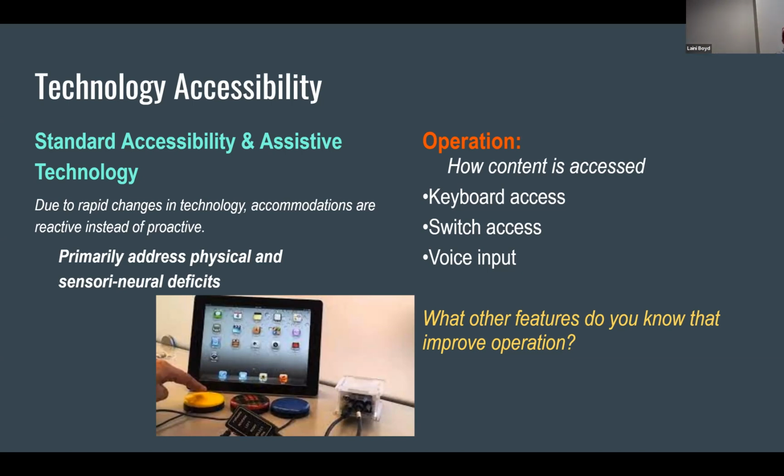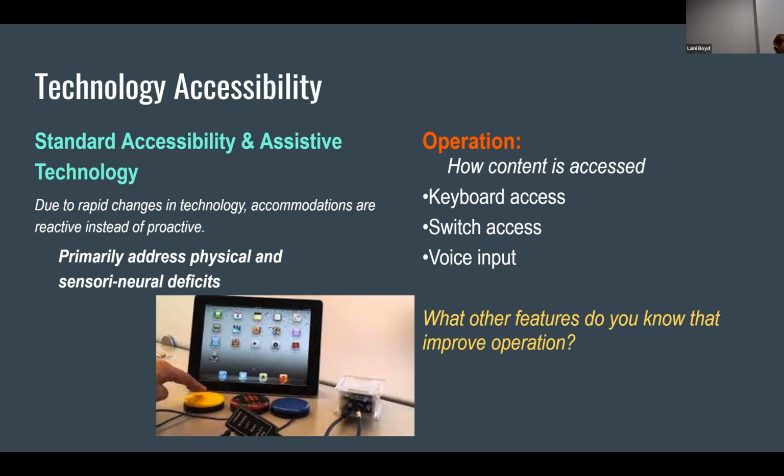Or some people might have a tremor, and using something on the screen, they might accidentally tap the wrong thing. Or some people like me just have big fingers, and those little buttons are really tiny, so we need to make that more accessible for how we operate it. In the picture, there's an iPad with three big button switches connected to a little command center controlling it. Depending on what button that person pushes, it will make that selection for him instead of him having to tap on his iPad. Some people use eye gaze to make selections. That's operation.